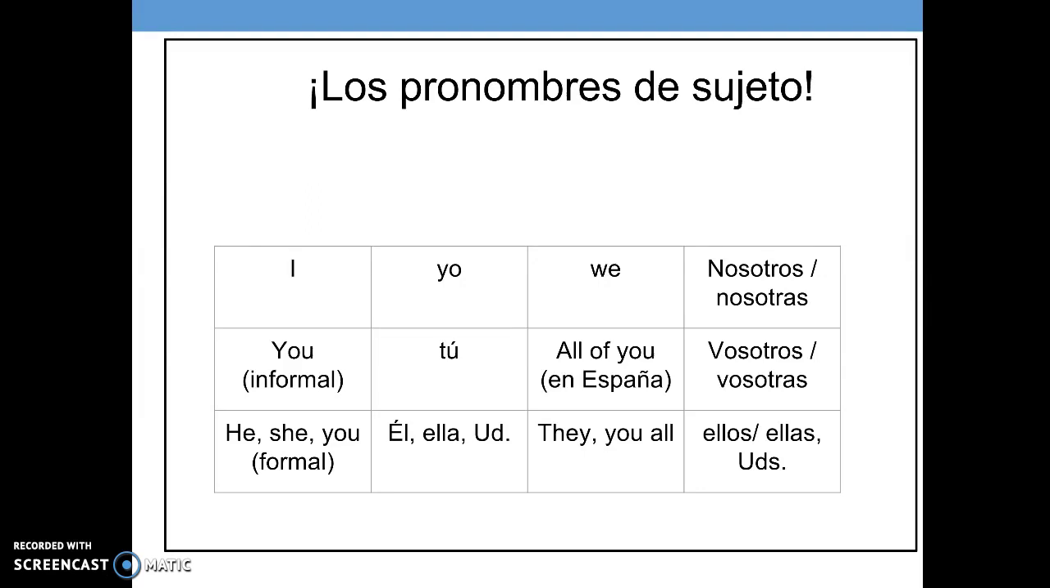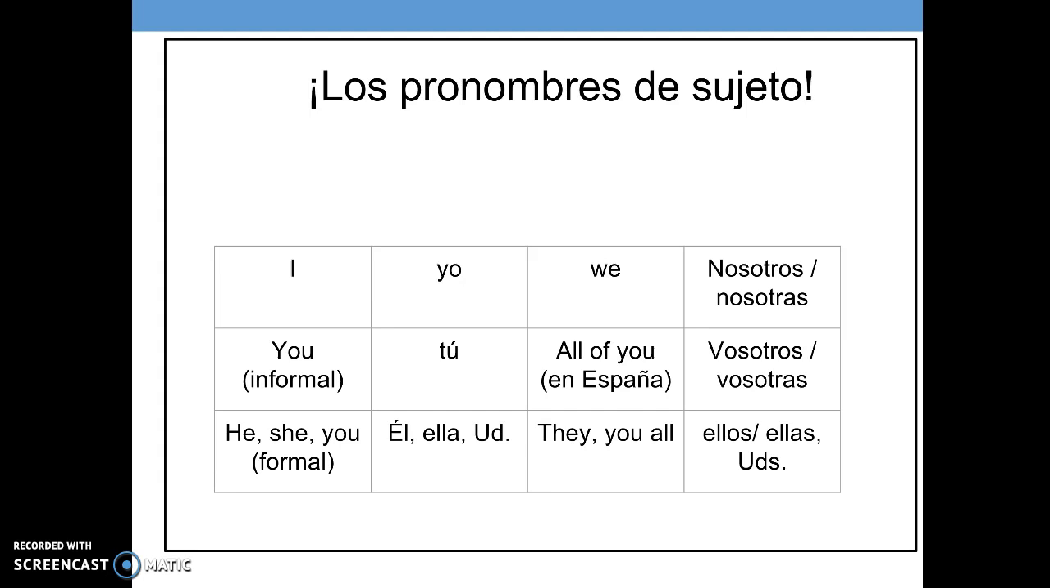I in Spanish is yo. You, informal in Spanish, is tú. And remember that tú is used to talk to someone you consider a friend or someone you have met many times before. He in Spanish is él with an accent. She is ella. And usted in Spanish is the formal way of saying you, talking to someone you're meeting for the first time or someone who's supposedly in a position of authority.